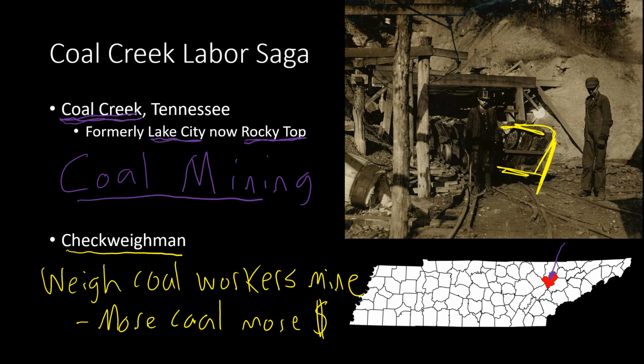So the thing with this check weighman though, the workers relied on his weights to really be able to survive. And so the workers really wanted to make sure that there was somebody there that was fair, right? They don't want someone cheating them out of the coal that they're mining. So these workers asked the company, they said, look, we would really like to be able to choose our own check weighman. That way we can choose somebody that we know is truthful. We know that's not going to cheat us out of the weight of the coal. And the company said, okay, cool, choose your check weighman.